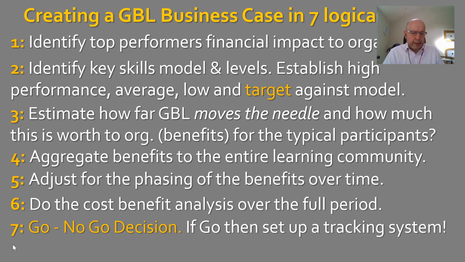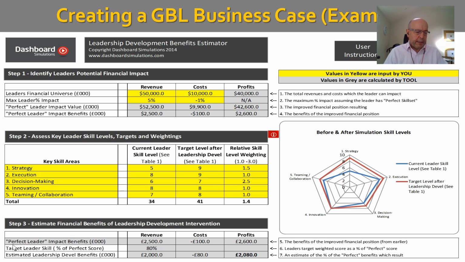So let's try and make this a little bit more concrete. Here's an example. This is a little calculator, which is a kind of methodology for producing a business case. If we start in the top left, step 1, identify the leader's potential financial impact. In this example, a typical maximum leader can have a 5% increase in the revenue of the area to which they have responsibility. And potentially they can also have a -1% on the costs.